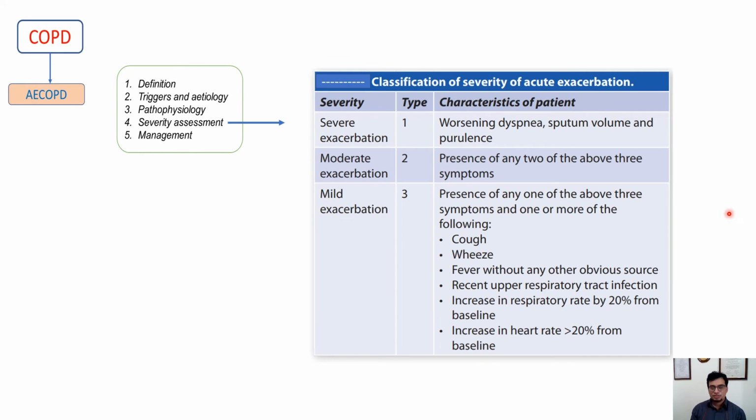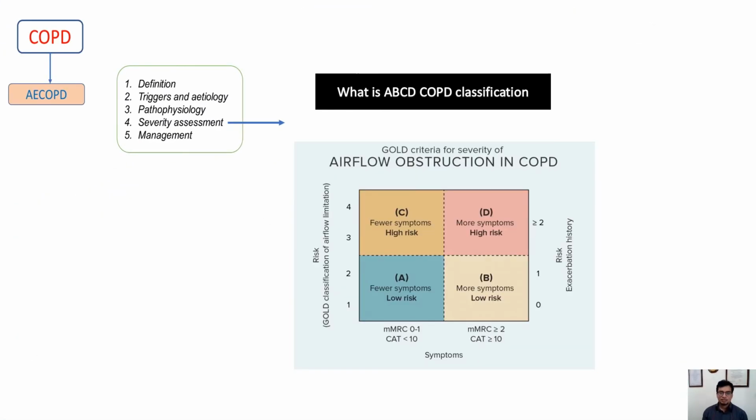So what is the subjective way of classifying? Ultimately you can take the help of this table, where type 1, type 2 and type 3, that is severe, moderate and mild exacerbations, are characterized. Type 1 means severe exacerbation, that means the patient has worsening dyspnea, sputum volume is more and a lot of yellowness, purulence.